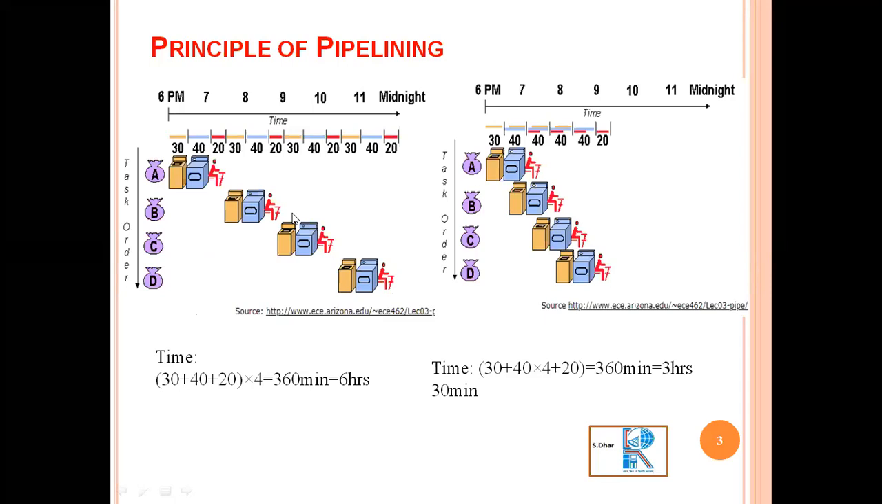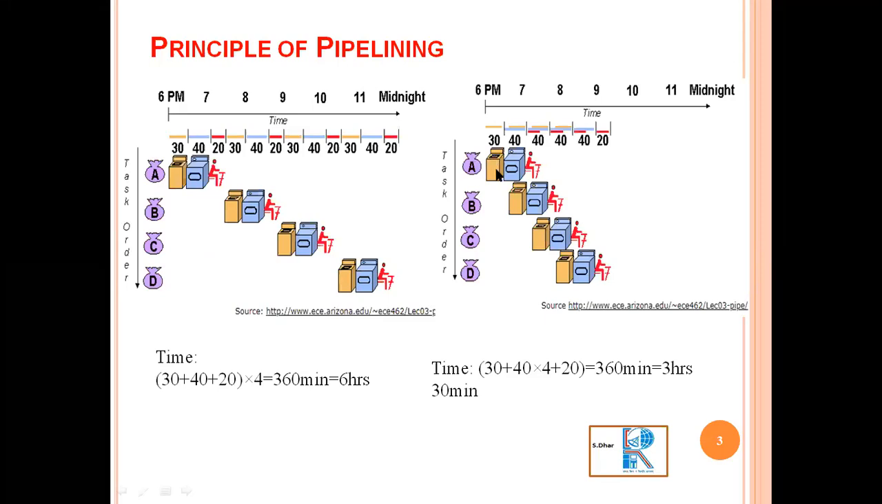Now see here, the same thing we are doing in the right hand side, but using the pipelining concept, sometimes called the assembly line concept, which is used in the industry. So what is the concept? I have shown you the 3 stages. In the first stage, clothes are washed. Second stage, clothes are dried, and third stage, clothes are folded.